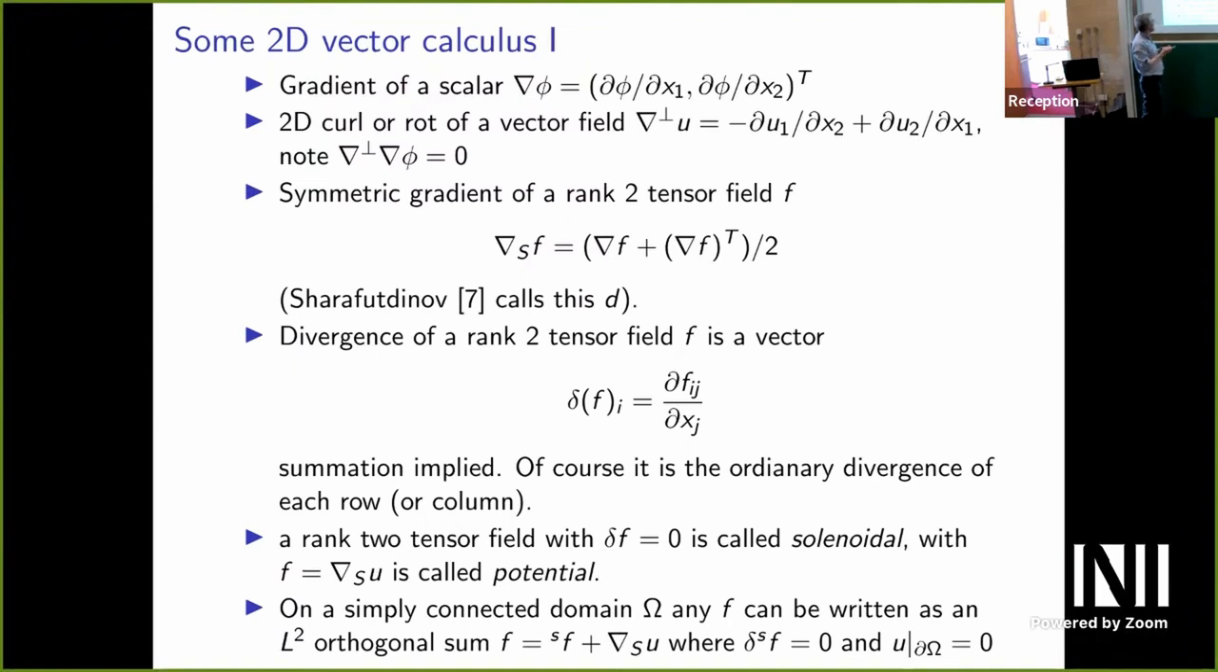And if it's the symmetric derivative of a lower order thing, a vector, then it's called potential. And on a simply connected domain, or actually the whole of Rn with the right decay, you can write any tensor field as an orthogonal direct sum of a solenoidal and a potential part. To make it unique on a domain, you want the potential at the boundary to be zero.